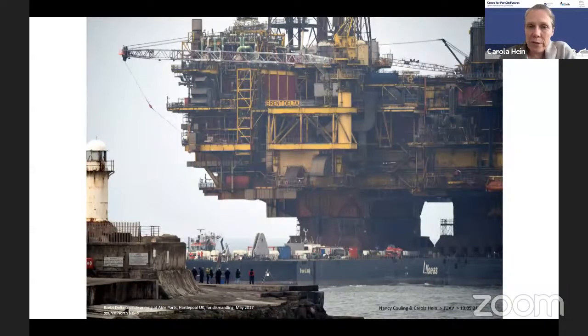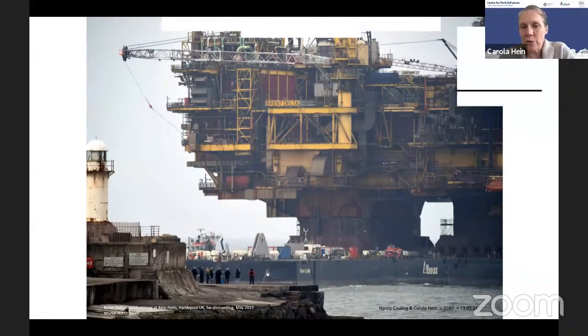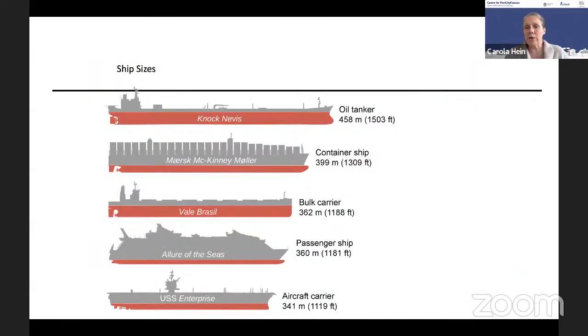And so these monsters, like here's the big drilling platform that is being shipped out for dismantling. But these huge sea machines have captured the oceans, have taken up a lot of space. And among all these big ships that we've seen and heard about before, the oil tankers are among the hugest ones when you look at things like the Knock Nevis here and others.